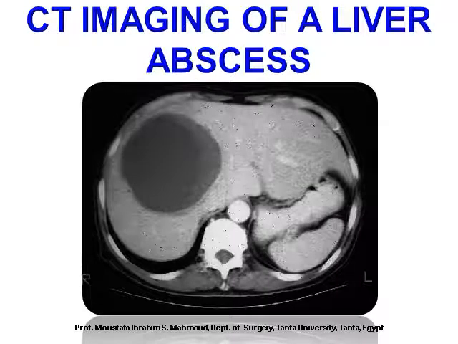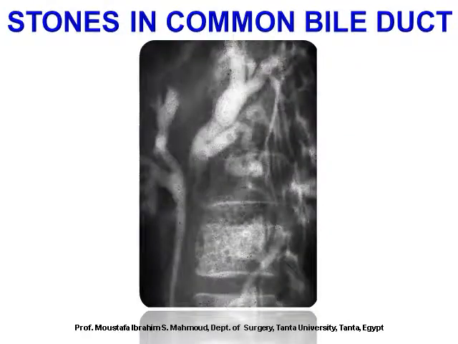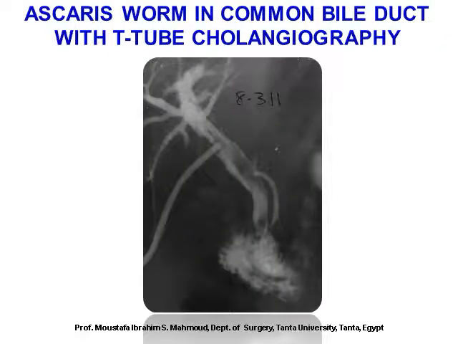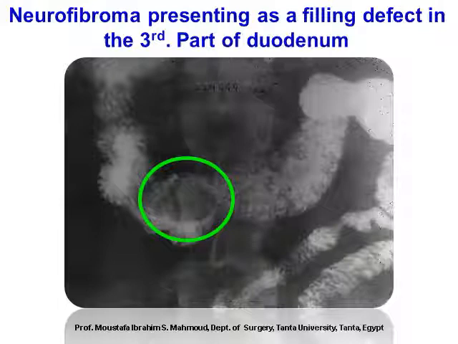CT imaging of a liver abscess. Translucent gallstones on oral cholecystography. Stones in the common bile duct. A Ascaris worm in the common bile duct on T-tube cholangiography. Barium sulfate inside the hepatic abscess communicating with the duodenum. Neurofibroma presenting as a filling defect in the third part of the duodenum.